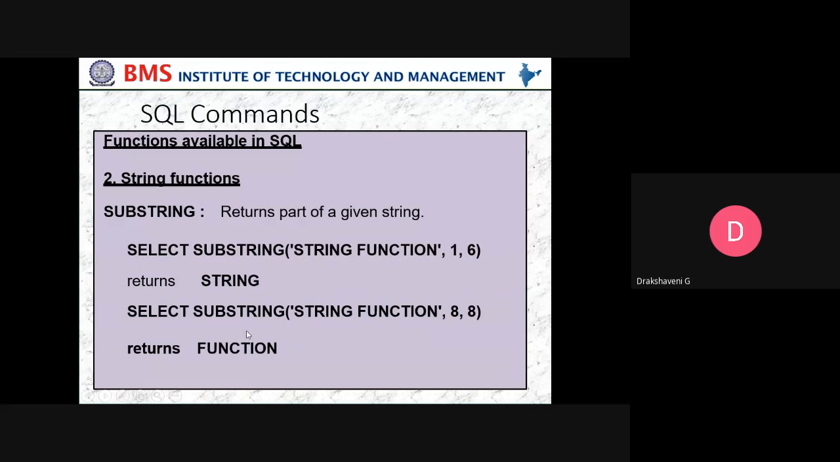Let's take an example here. In this substring example, we have done select substring, string function 1,6. So then we have a string. Then select substring, string function 8,8. It returns the part of the string. That's how the string function substring works.